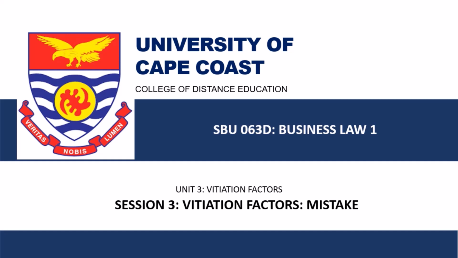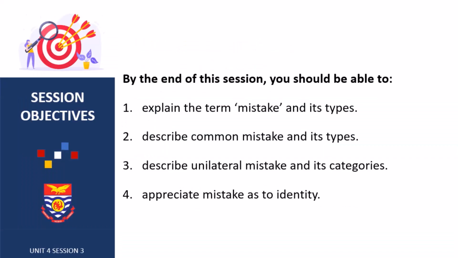Today we look at Section 3 of Unit 3, Vitiating Factors, specifically mistake. Session objectives: by the end of this session, you should be able to explain the term mistake and its types, describe common mistake and its categories, describe unilateral mistake and its categories, and also appreciate mistake as to identity.